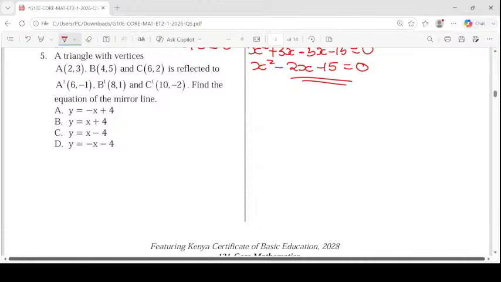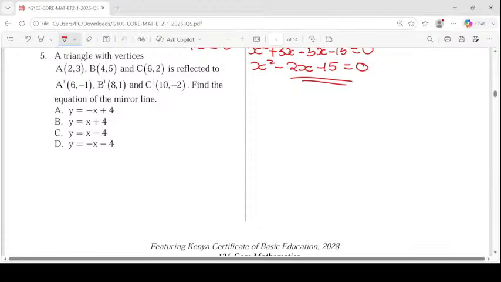In our next question, a triangle with vertices A (2, 3), B (4, 5), and C (6, 2) is reflected to A prime (6, 1), B prime (8, 1), and C prime (10, negative 2). Part A, find the equation of the mirror line.